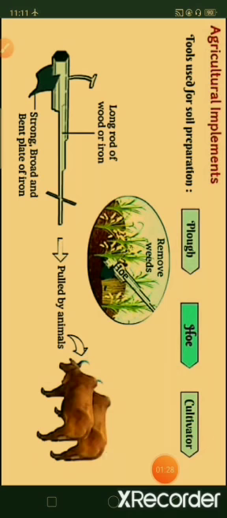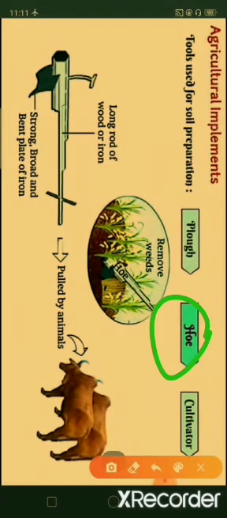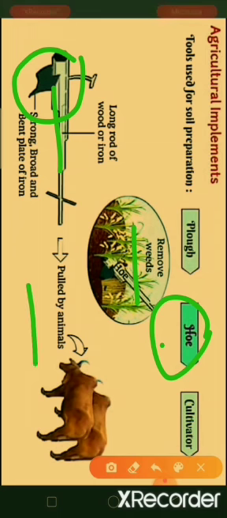Another implement that is used is the hoe. A hoe is an implement used to remove weeds. What do you mean by weed? Weeds are unwanted plants that grow along with the crop. So in order to remove weeds, the farmer uses a hoe. It consists of a long rod of wood or iron and a strong, bent plate of iron that works like a blade. The hoe is pulled by animals.